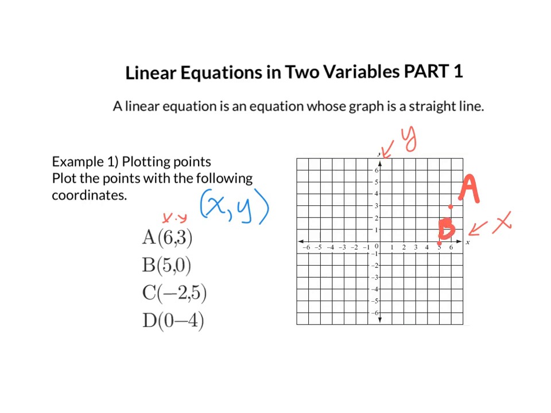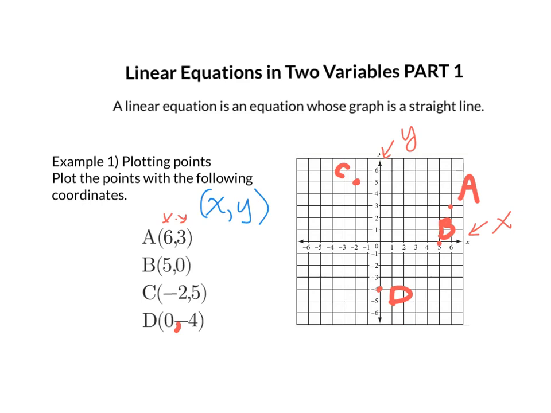C is (-2, 5). X is -2, y is +5, so left 2, up 5. Looking at D, sorry, there should be a comma right there. X is 0 and y is -4. So I'm going to find where x is 0, that's right in the middle. I'm going to go down to -4, and that is my D. This one up here is C.